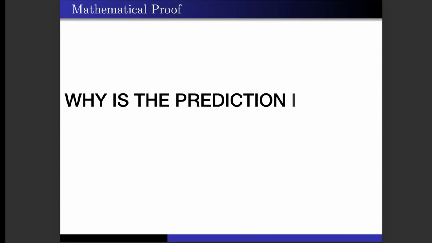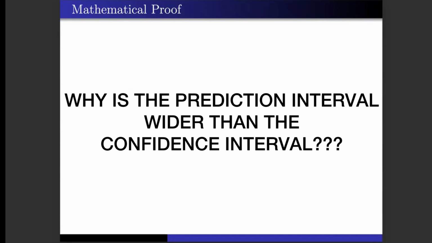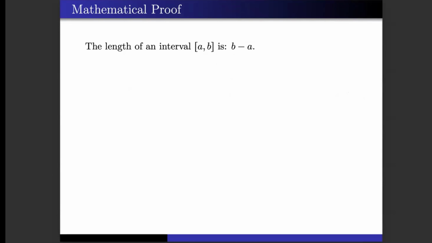But everything has a mathematical proof. So let's look at the mathematical proof of why the prediction interval is wider than the confidence interval. Given any interval (a, b), the length of the interval is given by the upper limit minus the lower limit. When we have the interval (a, b), the length of this interval would be equal to b minus a.